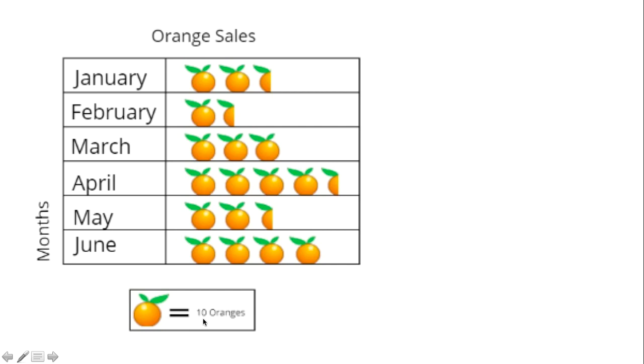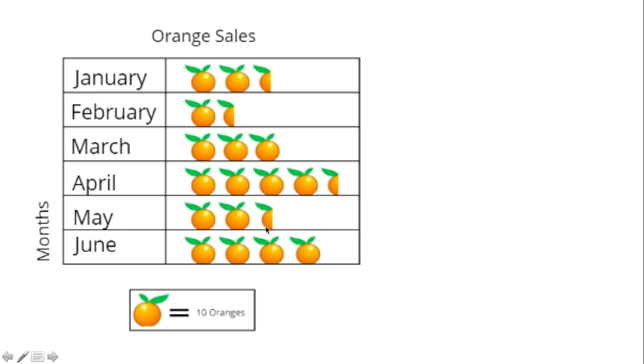Each orange doesn't represent 1 orange, it represents 10 oranges. So a full orange is 10 oranges. So I'm going to have to skip count by 10s. Lastly, I want to take a look because this is something different that I didn't have on my other pictograph. Looking at this, I have half of an orange.